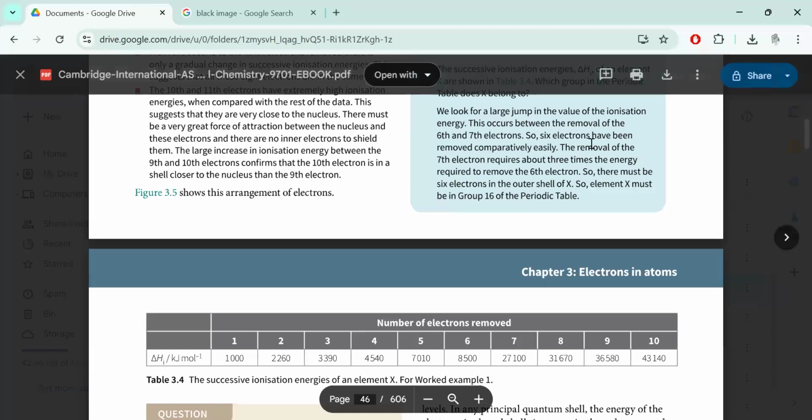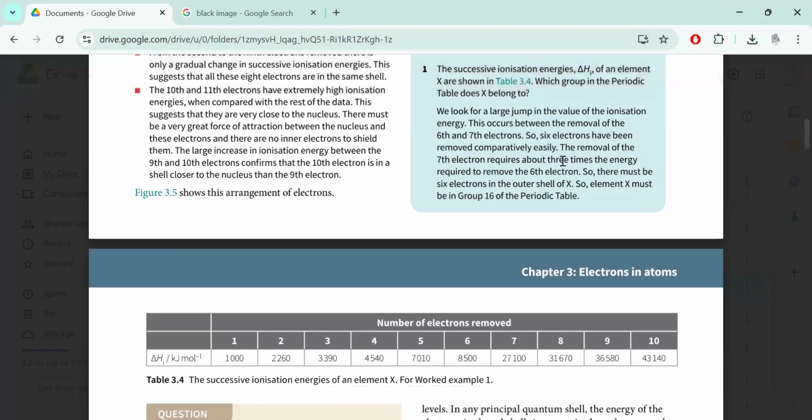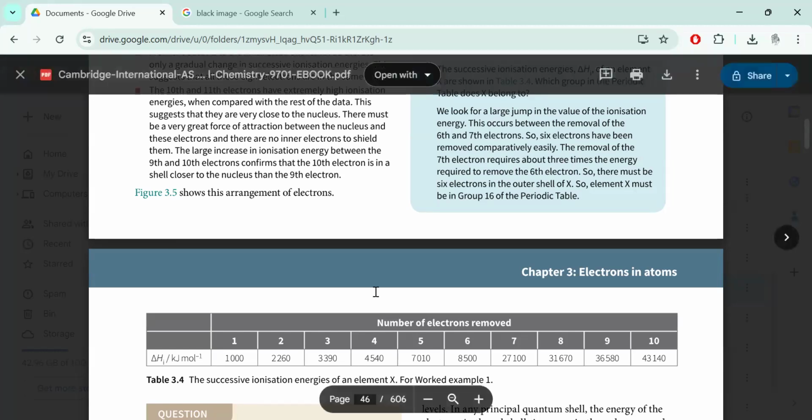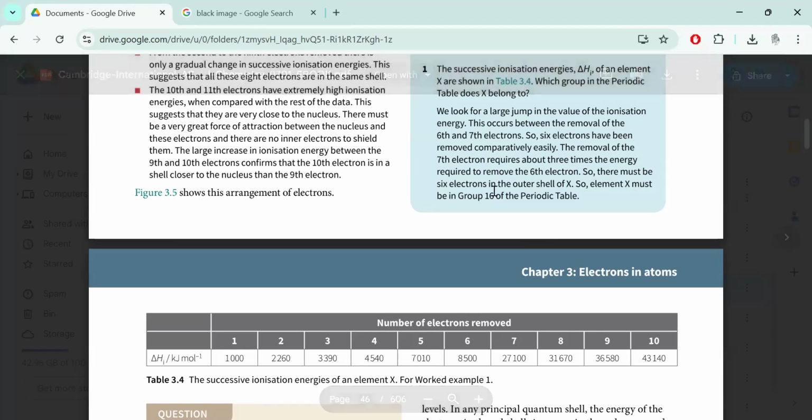So six electrons have been removed comparatively easily, the first six here. To remove the 7th electron requires about 3 times the energy required to remove the 6th electron. So there must be 6 electrons in the outer shell of X. So the element X must be in group 16 of the periodic table.